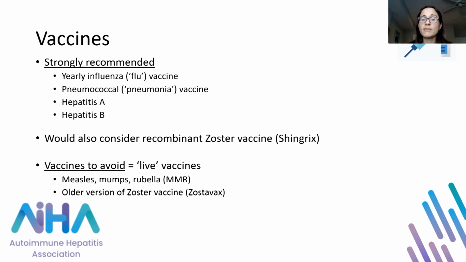And then the vaccines that we recommend avoiding are what we call, quote, live vaccines. They're live vaccines because there's a small risk that by getting the vaccine, you may actually get the disease that they're meant to protect against. The two main live vaccines are the measles, mumps, and rubella vaccine, or MMR. Most of us have been vaccinated in childhood against MMR, but sometimes folks are recommended a booster later as they get older. So that would be one to avoid. And then the older version of the zoster vaccine, which was called Zostavax.